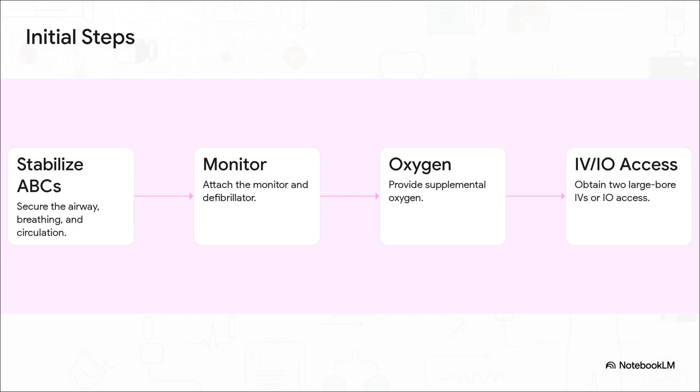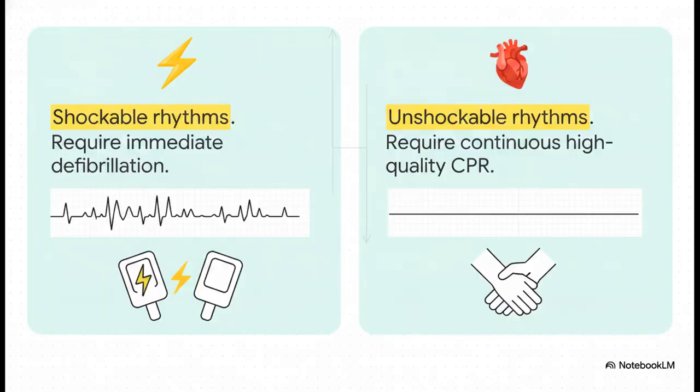You've got to attach the monitor and defibrillator, get oxygen flowing, and immediately obtain 2 large-bore IVs. And remember, if peripheral IV access fails during an emergency resuscitation, immediately establish intraosseous or IO access. Don't wait. Okay, let's dive into this.